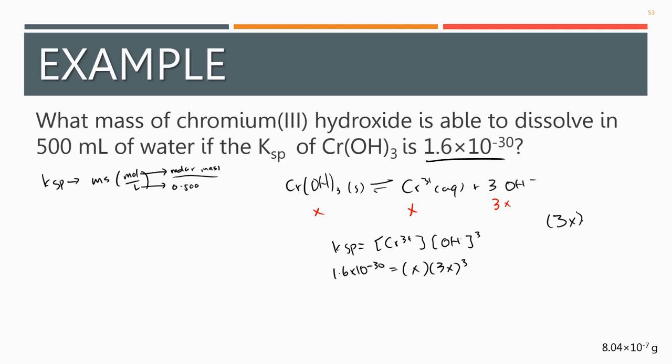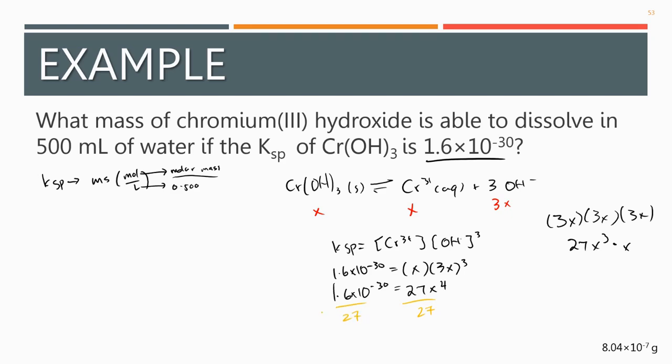So if we imagine this 3X times 3X times 3X, right? That's really what we're doing. 3 times 3 is 9, times 3 is 27. X times X times X, X to the 3. So what are we going to get here? We're going to get X to the 3 multiplied by this. So we're going to have 1.6 times 10 to the negative 30 is equal to 27X to the 4. So what's the first step? Well, we're going to divide by 27.